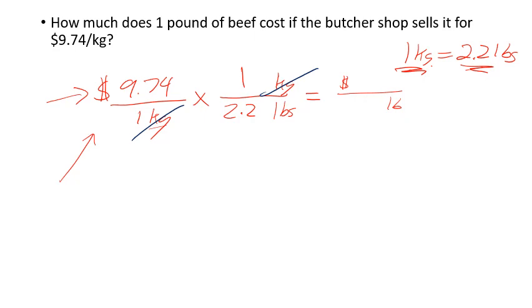So I'm going to do that in my calculator. 9.74 divided by 2.2 equals 4.427272. So 4.43 we'll round that up to, and that's per 1 pound. Okay, so that's my answer right there.